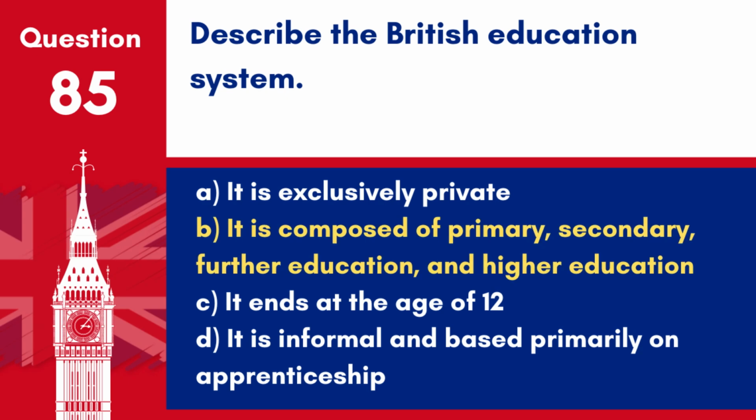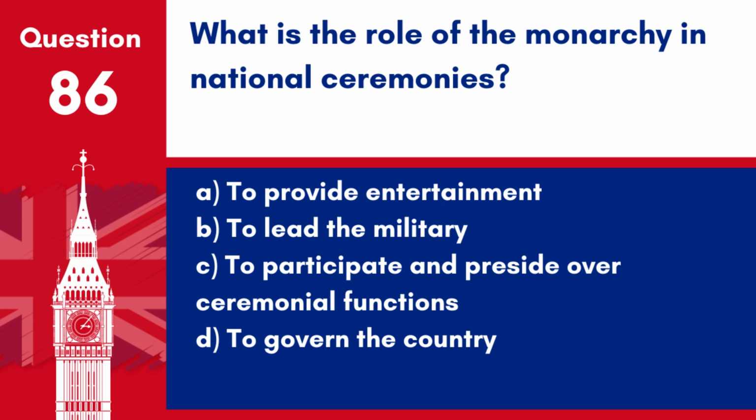Answer B. It is composed of primary, secondary, further education, and higher education. The British education system is structured into several stages, from primary education to secondary and on to further and higher education. Question 86. What is the role of the monarchy in national ceremonies?